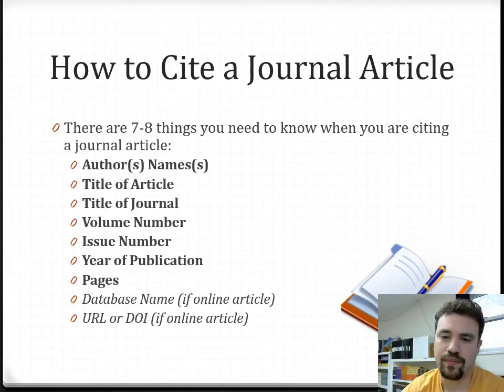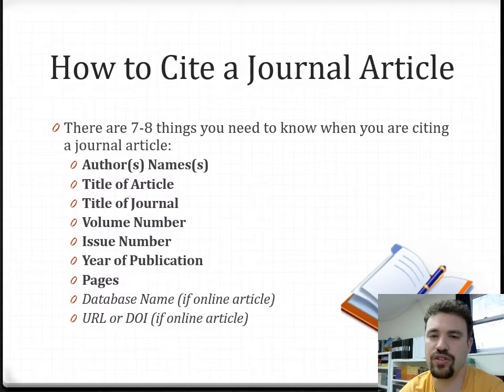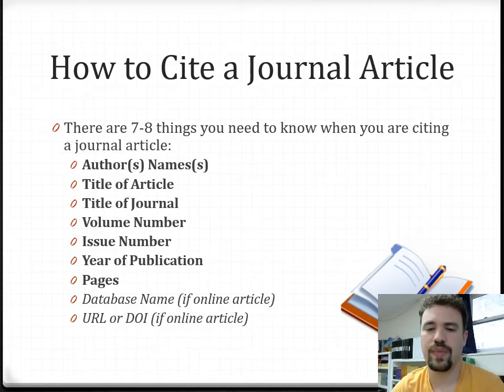All right, so now let's talk about how to cite a journal article. I have asked you to have some journal article sources. There are, I think it says 7 to 8, but it's actually 7 to 9. I mislabeled that slide. But there are 7 to 9 things you need when citing a journal article. Again, bold are things that you absolutely have to have. The italicized ones are things that you may or may not need to include depending on your situation.